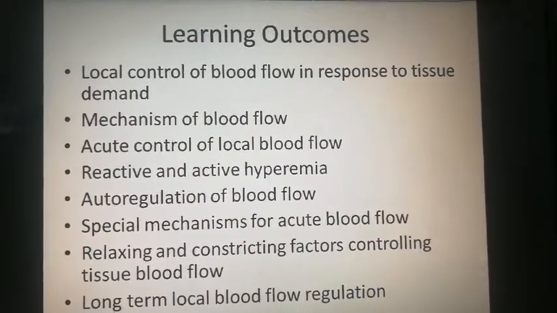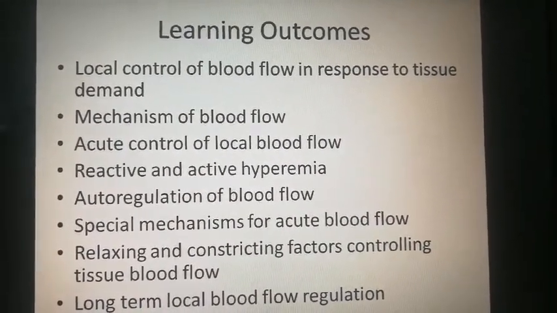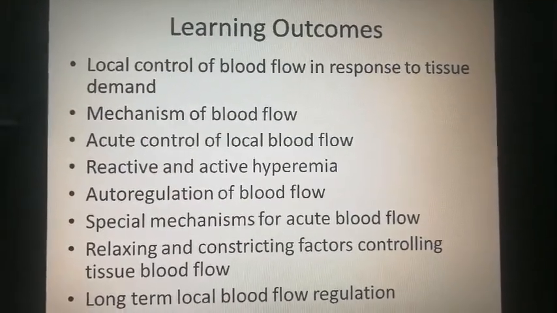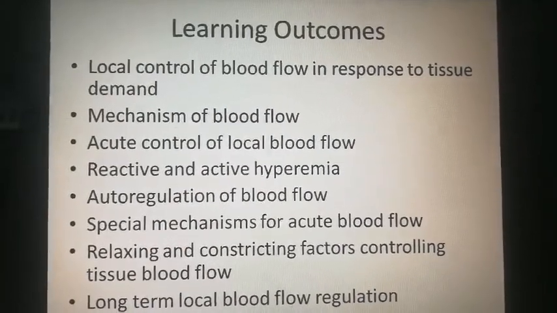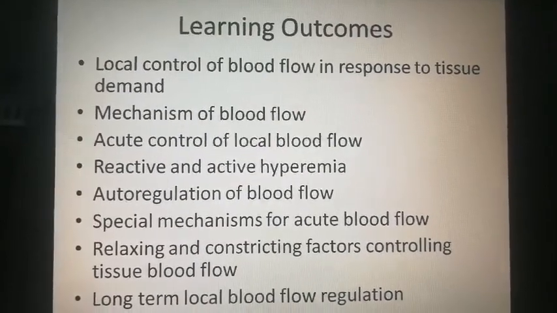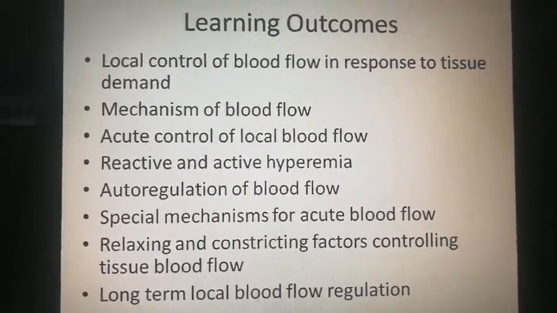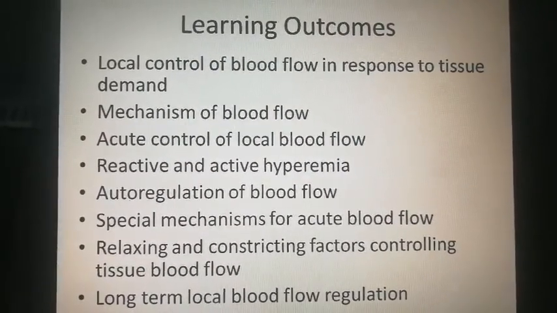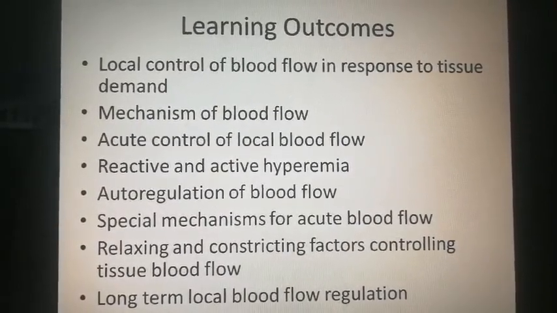These are our learning outcomes. Local control of blood flow in response to tissue demand. Mechanism of blood flow. Acute control of local blood flow. Reactive and active hyperemia. Autoregulation of blood flow. Special mechanisms for acute blood flow, relaxing and constricting factors controlling tissue blood flow, and long-term local blood flow.